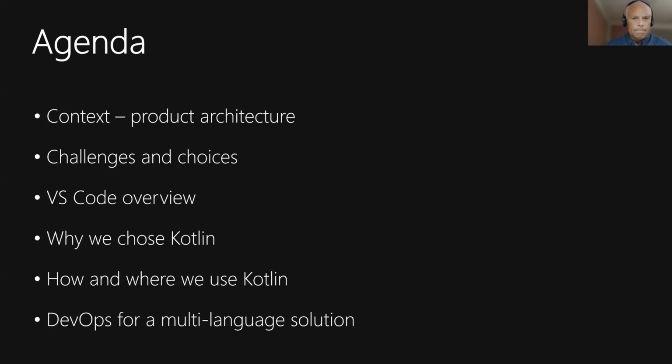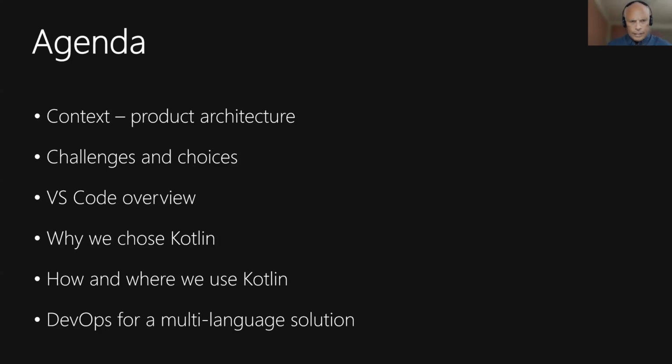So this is the agenda for today's presentation. I will start by providing some of the context that you'll need. I'll describe the challenges that we faced when we moved to VS Code and the choices that we made. Then I'll hand over to Eduardo, and he'll start with an overview of VS Code extensions for those that are not familiar with them. Then he'll explain why we chose Kotlin to address those challenges.